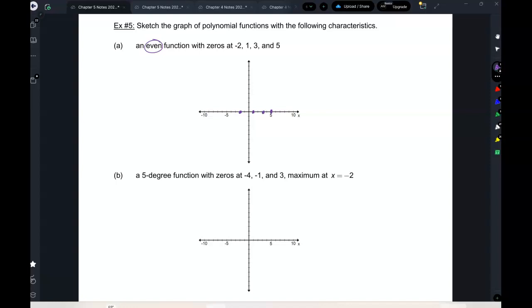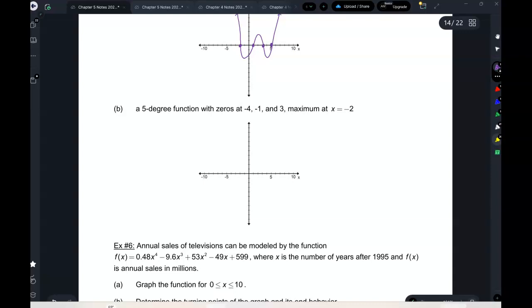Okay? Suppose we pretend it's positive, so it'll be like this, going back up, going back down, and back up. You could have totally made them go back down. That would have been okay too. If it said an even function with a negative leading coefficient, then you knew to make it face down, right? Okay. Next one is a 5-degree function with zeros at -4, -1, and 3.